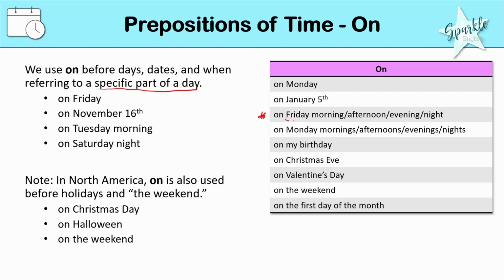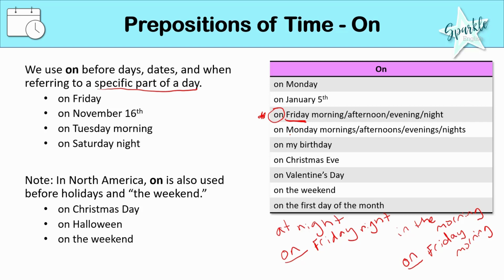The most important thing is if there's a day in front of morning, afternoon, evening, or night, you will use on always. So even though typically we say at night, if you wanted to talk about Friday night, you would say on Friday night. And even though you might typically say in the morning, you would say on Friday morning. So if there is a day in front of it, we use on.